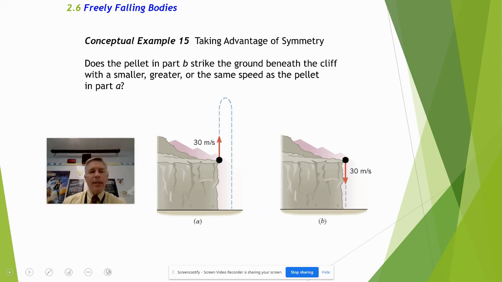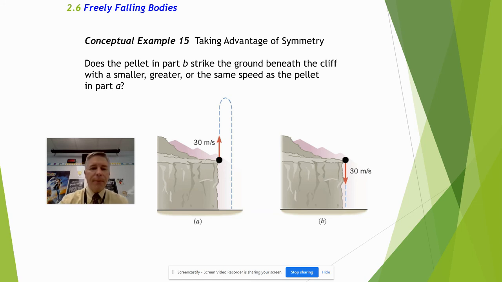So let's say you were standing on the edge of this cliff and you were trying to think, if I could throw this rock, I can either throw it up at 30 meters per second, or I could throw it down at 30 meters per second. I wonder in which case it would hit the ground with the greatest speed: if I throw it up, as in part A, or if I throw it down, as in part B.